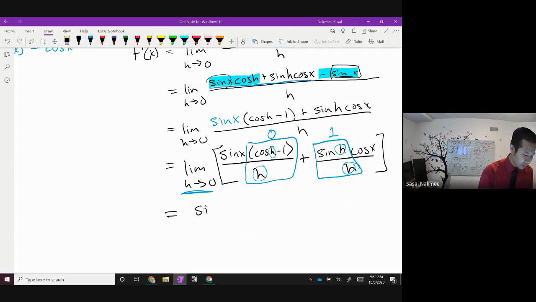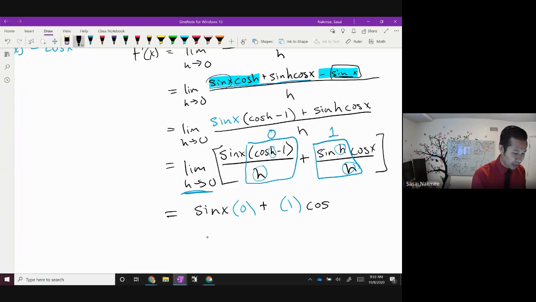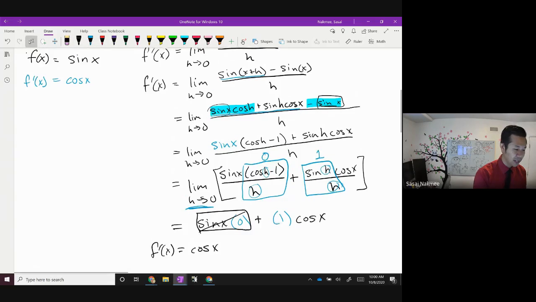Sine of x times 0, because that's what the limit as h approaches 0 becomes, plus this guy right here is just 1, right? Because the limit as sine of h over h as h approaches 0 is going to be equal to 1, times cosine of x. Well, sine of x times 0 is just 0. 1 times cosine is just cosine of x. And that's what the derivative is equal to if you were trying to derive this using the limit definition of a derivative.